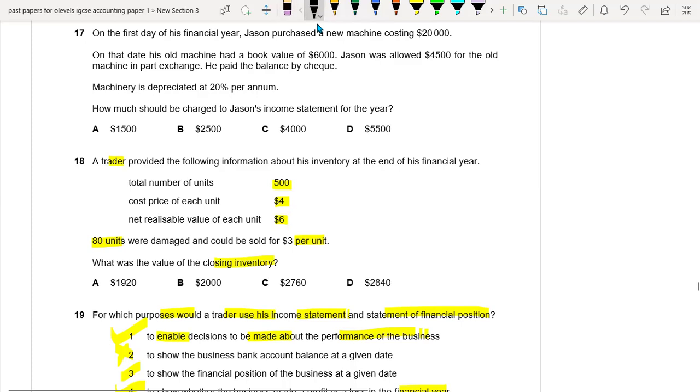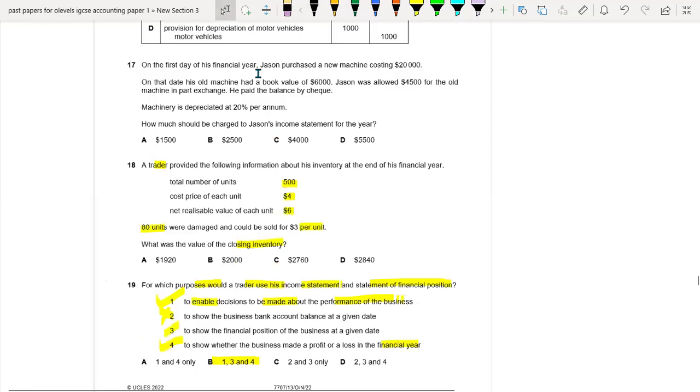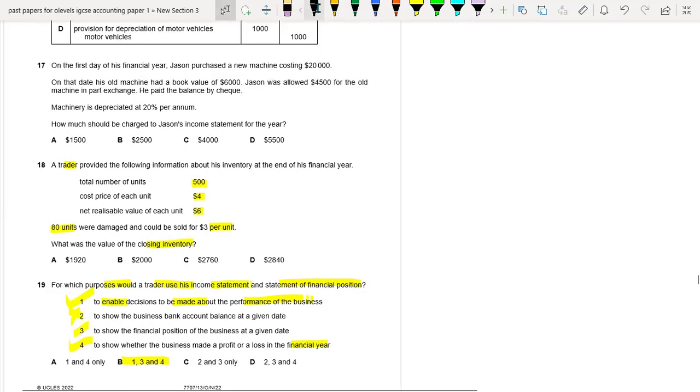Okay. So first of all, to find the value of the closing inventory, we need to consider the cost price of the undamaged units and the damaged units, as well as the net realizable value. So first of all, let's find out the value of the undamaged units.